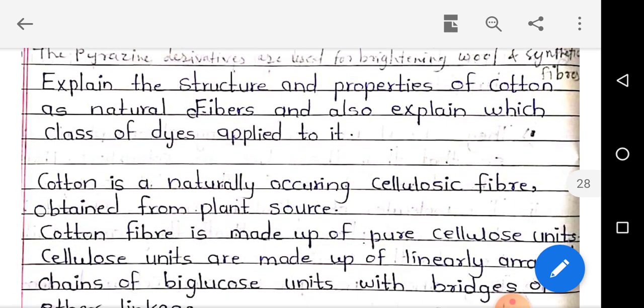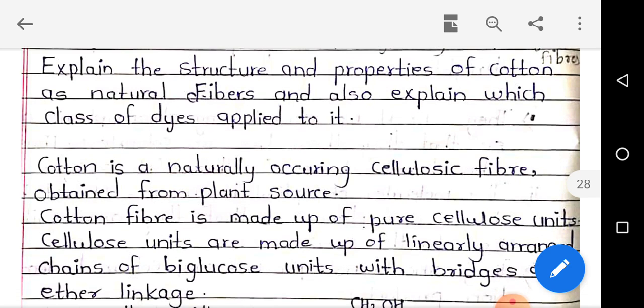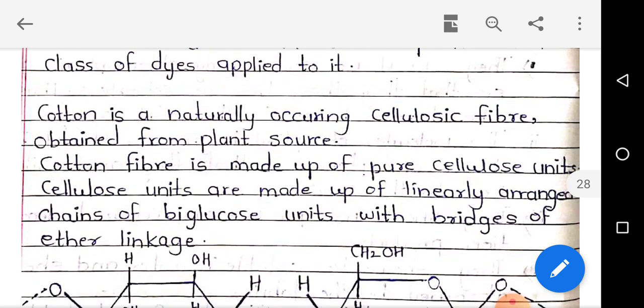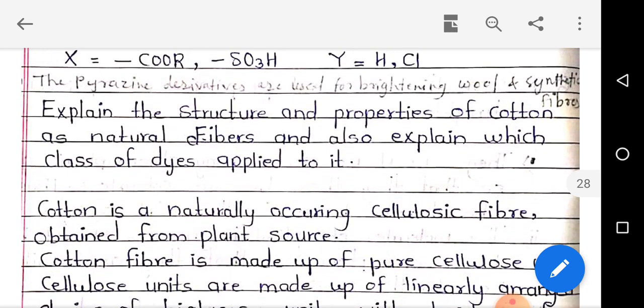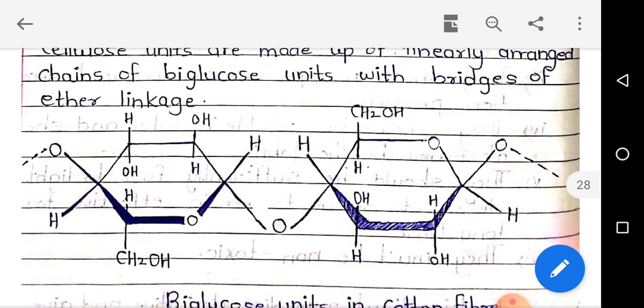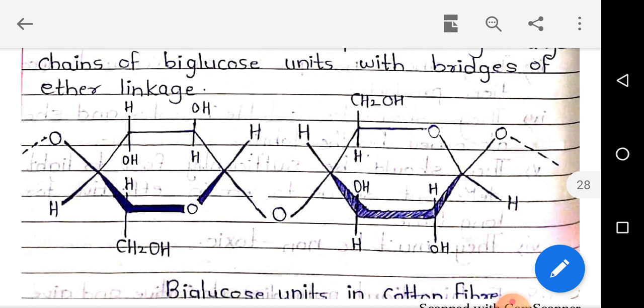Next one is the structure and properties of cotton as a natural fiber, and also the class of dyes applied to it. So firstly we will study the structure of cotton. Cotton is a natural fiber, natural cellulose.